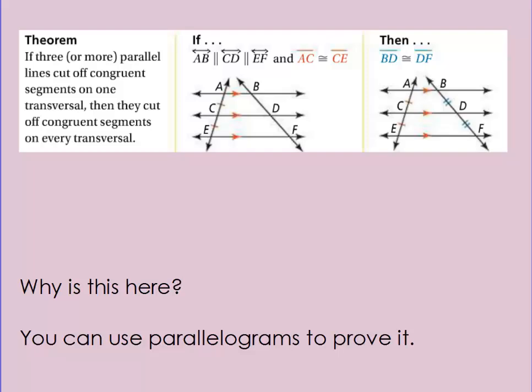Now another thing, this is in this section. Theorem: if three or more parallel lines cut off congruent segments in one transversal, then they cut off congruent segments in every transversal. So basically you have a transversal and they have congruent segments. So this is a transversal and hey, these are congruent right here. Well, guess what? That means any transversal will also have congruent segments where they're cut off. Why is this even in this section? Because the proof of it uses parallelograms. So I guess it fits right here. Just wanted to show that to you.